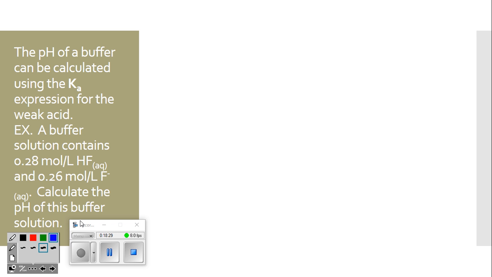Now, one thing that you might need to do is calculate the pH of a buffer using a Ka expression. And you need to be careful because it will be slightly different than all of the other times we have used a Ka expression. I have a buffer solution that contains HF and F negative.